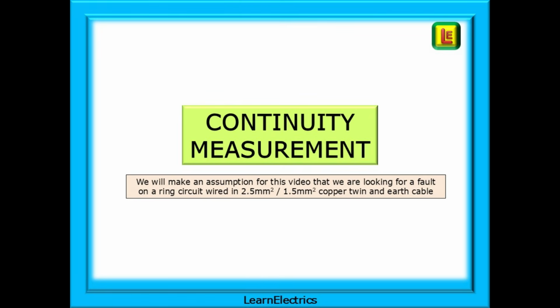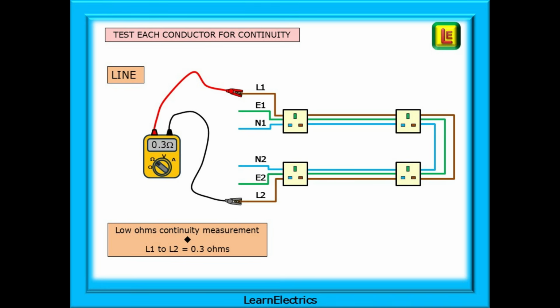And we will make an assumption for this video that we are looking for a fault on a socket ring circuit wired in 2.5 square millimeter by 1.5 square millimeter copper twin and earth cable. With your meter set to low ohms, make a continuity measurement from L1 to L2. Depending on the length of the circuit, a small ohms measurement will be shown. In this case, shown here, L1 to L2 is 0.3 ohms, and we can consider the conductor as continuous from one end to the other.